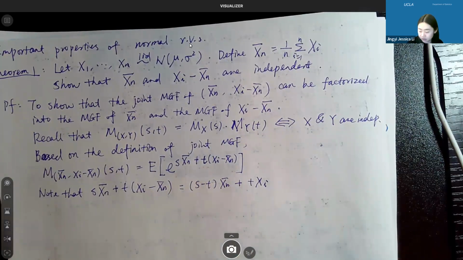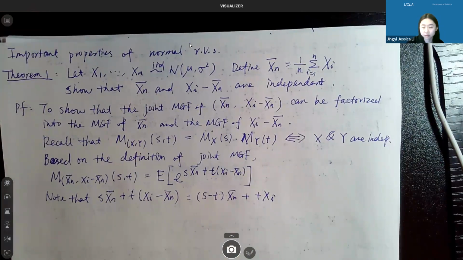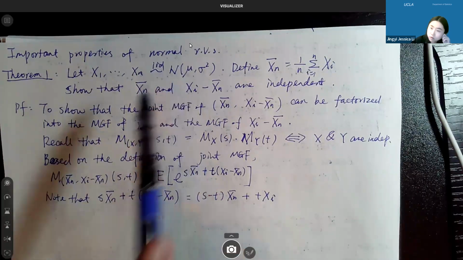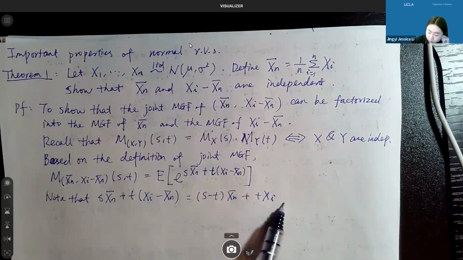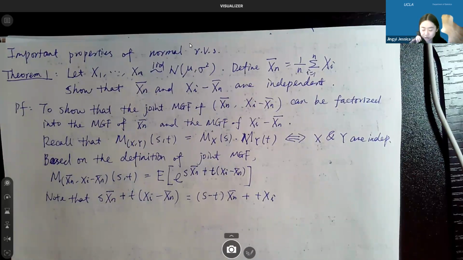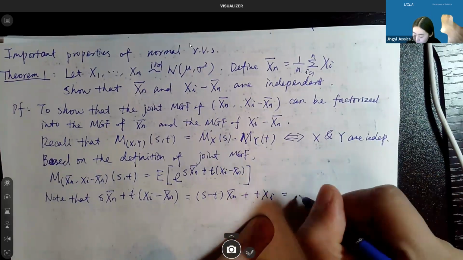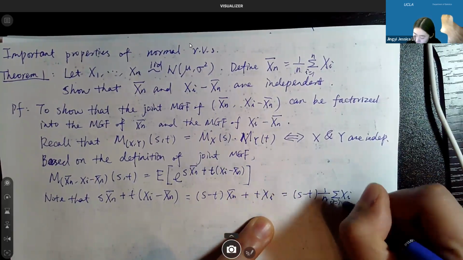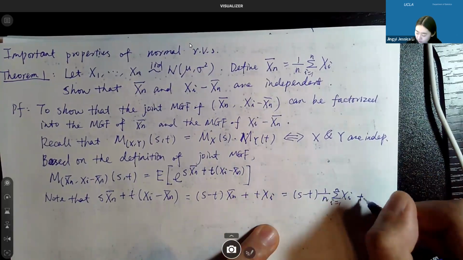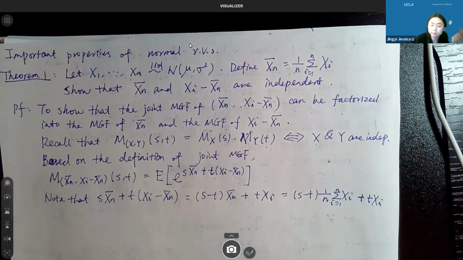Now, in the original condition of this theorem, our i.i.d.s are X_1 to X_n. So what I want to use is the Mgf of the normal distribution. And in order to use the i.i.d. property, I need to express this expression in terms of X_1 to X_n. Then I can use the Mgf of X_1 to X_n to go from there. So I just put in the definition of X_n bar, 1 over n sum of X_i, and finally plus t times X_i. So now this expression is just about X_1 to X_n.